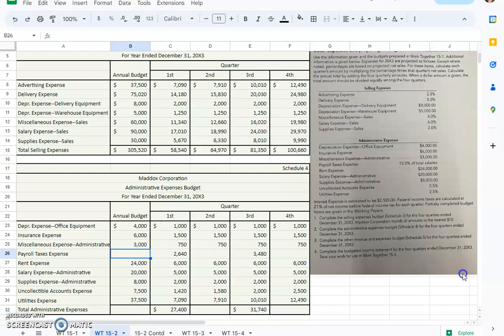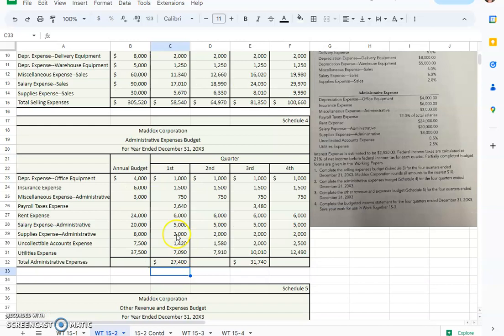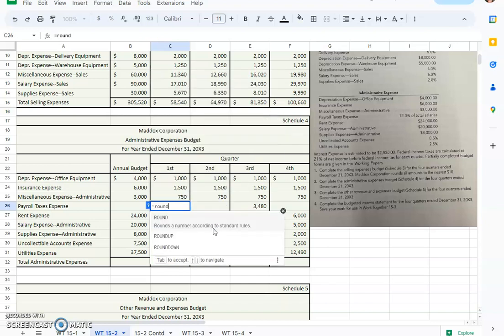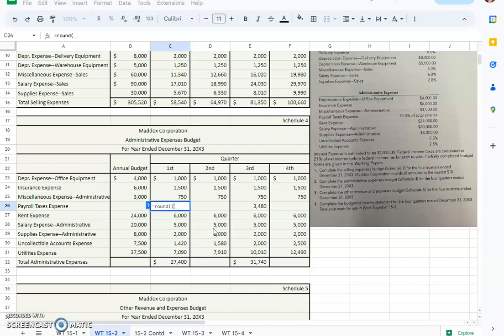And now we're down to just this pesky payroll tax expense that's 12% of total salaries. So for salaries, we have salary expense sales and we have salary expense administrative. So our formula needs to be equals, we've got to round it again. And I'm going to do a second parentheses here because I've got to add them together. Salary expense sales plus salary expense administrative.